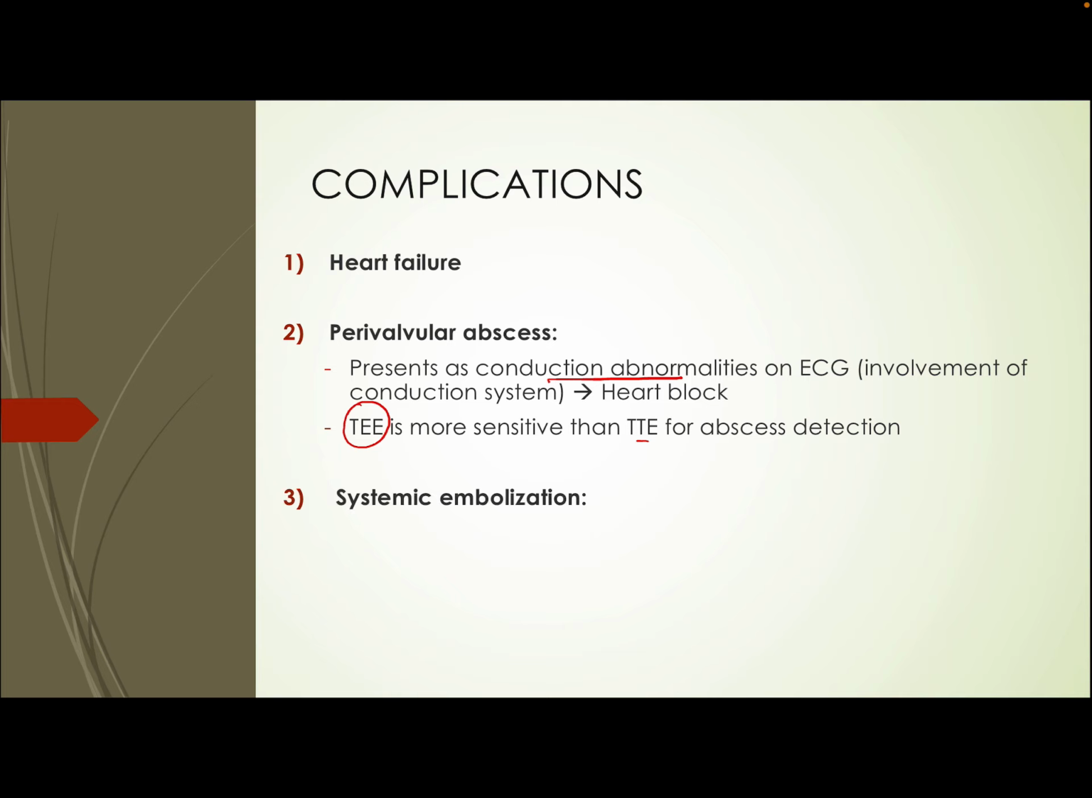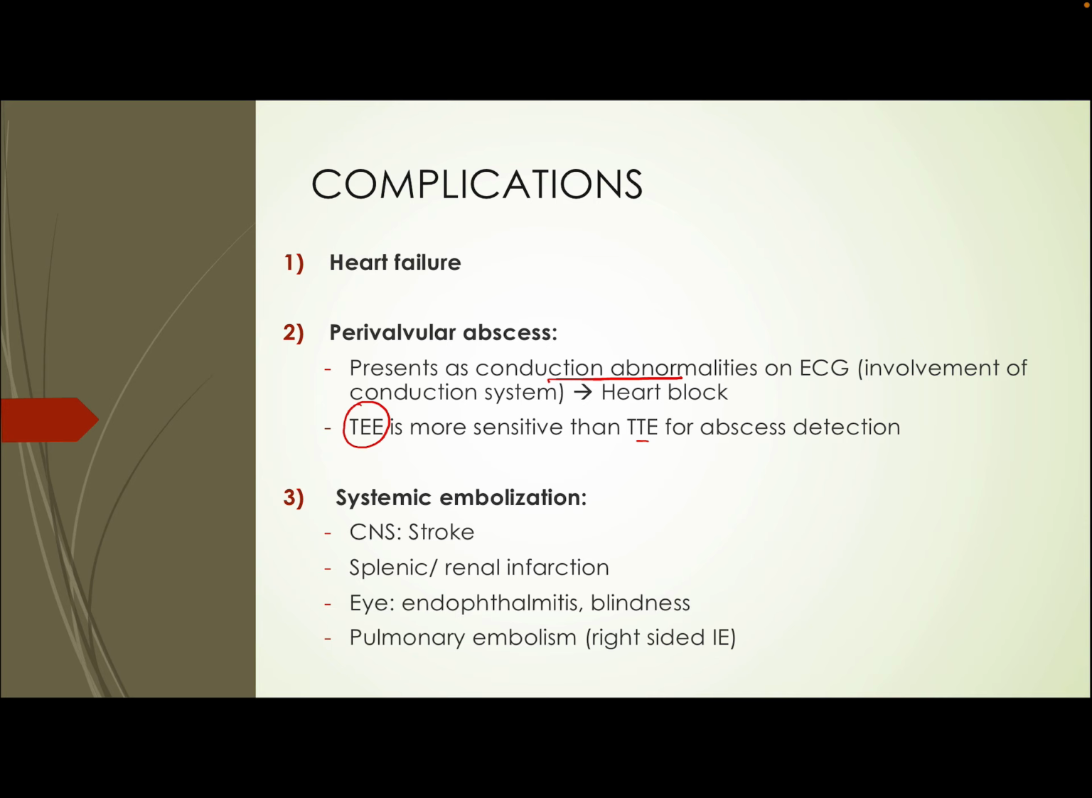The third is systemic embolization of the septic embolus. So if it goes into the CNS, it can lead to stroke. It can spread to the spleen or the kidney, leading to infarctions. It can spread to the eye, leading to endophthalmitis. Eventually, that can lead to blindness. And right-sided IE can lead to pulmonary embolism as well.